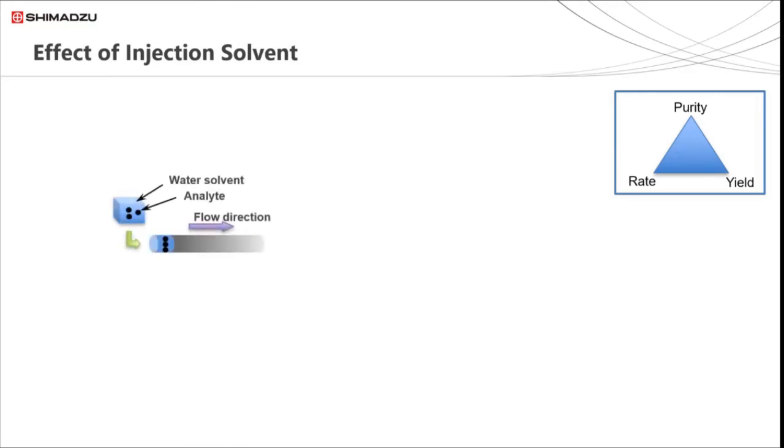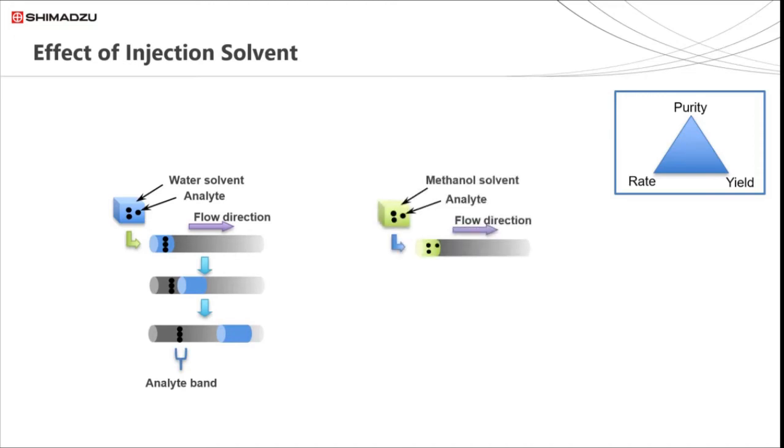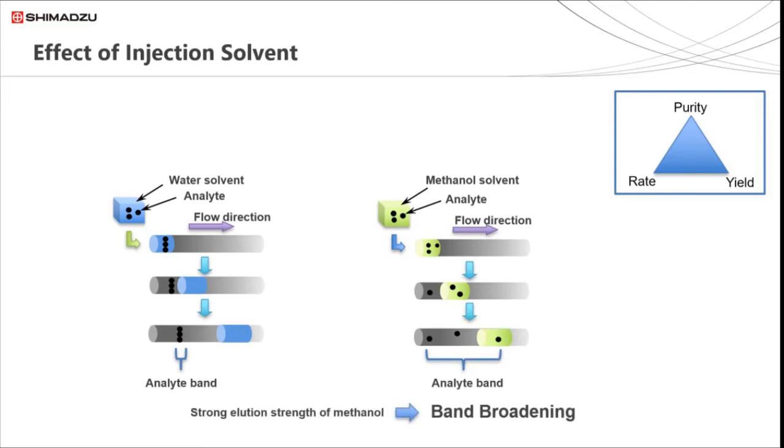The diagram shows the effect injection solvent has on the analyte band in the column. If we assume this is a reversed phase method and we inject in water, which is our weak solvent, then the width of the analyte band is maintained. However, if we inject in a strong solvent such as methanol, then the effect of this volume of strong solvent is to carry some of the analyte with it down the column. This spreads our analyte band and is usually referred to as band broadening.